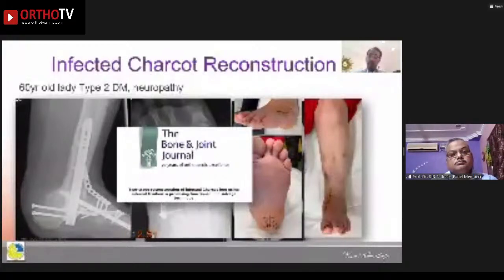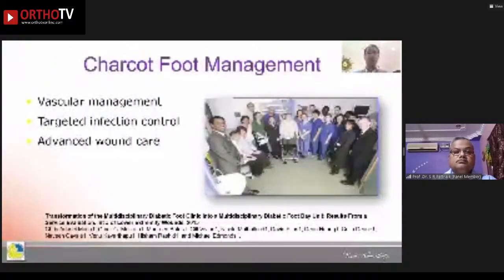A 26-patient series on two-stage reconstructions of Charcot feet has just been accepted for publication in the BJJ. So that will come out maybe in a few weeks' time. So just to reemphasize, these require very proactive vascular management as well. And we have described the targeted infection control and advanced wound care.